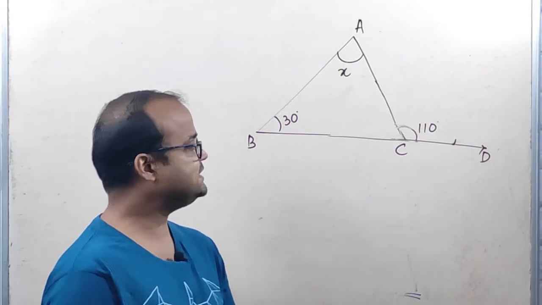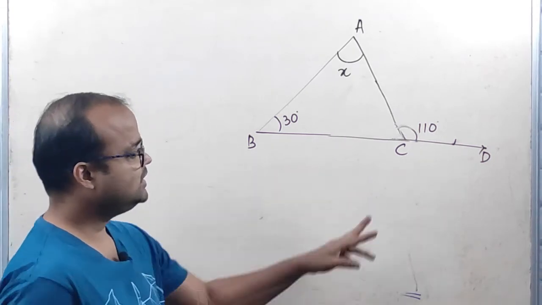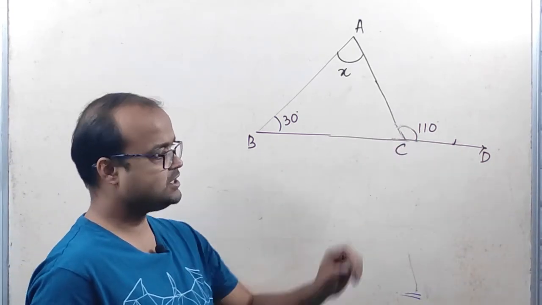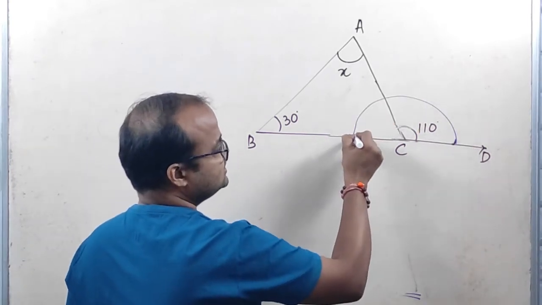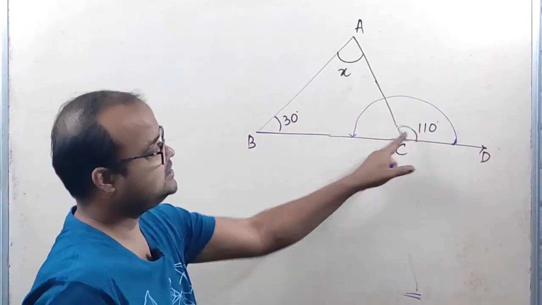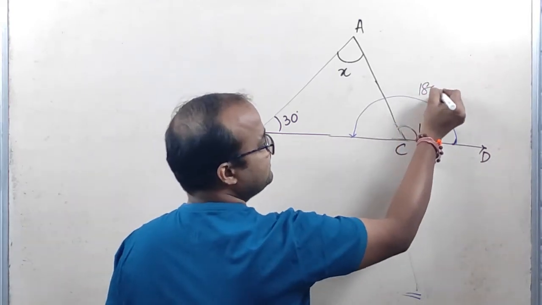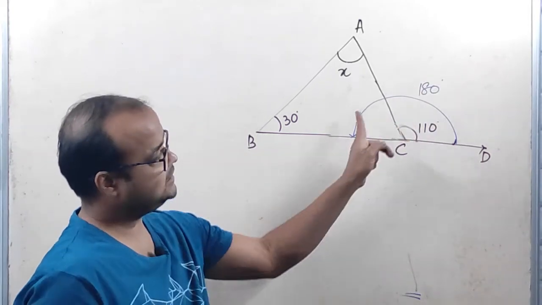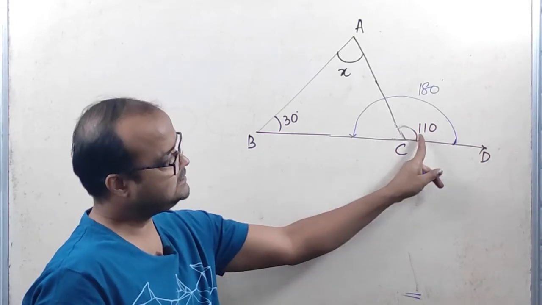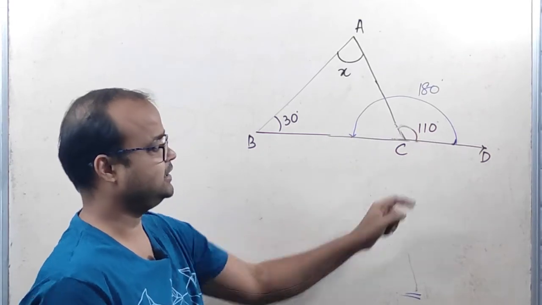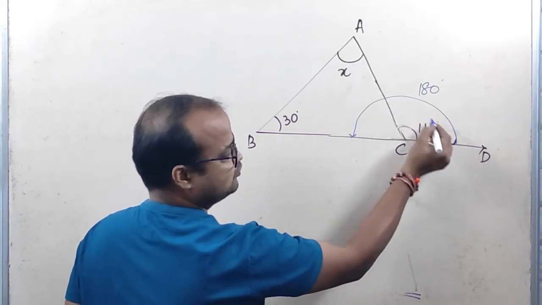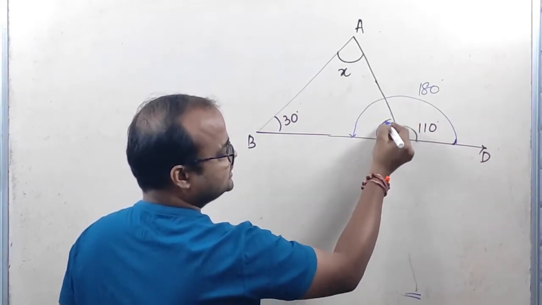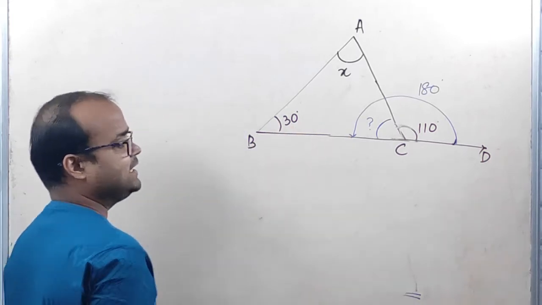First method we already discussed. The second way is, now see, this angle is given as 110 degrees and the sum of these two angles is equal to 180 degrees. This entire angle is 180 degrees and this angle is 110 degrees. So from 180, if you subtract this 110, you will get the measurement of angle C.